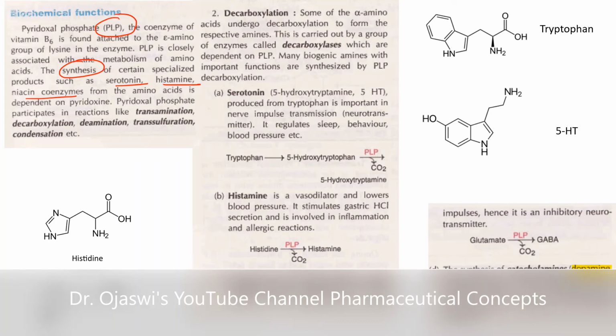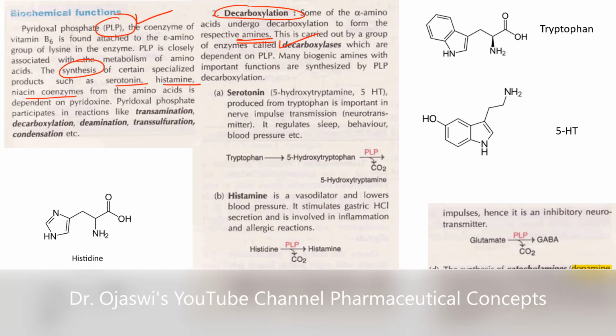Now what is decarboxylation all about? Some of the alpha amino acids undergo decarboxylation to form respective amines, some amines which are important for the body, some biogenic amines. Okay, and this is carried out by a group of enzymes called decarboxylases, and these decarboxylases also take help of PLP. Okay, so these are dependent on PLP, that is pyridoxal phosphate.